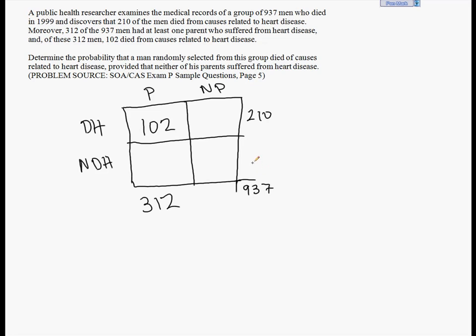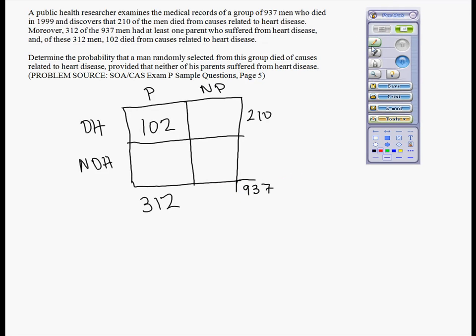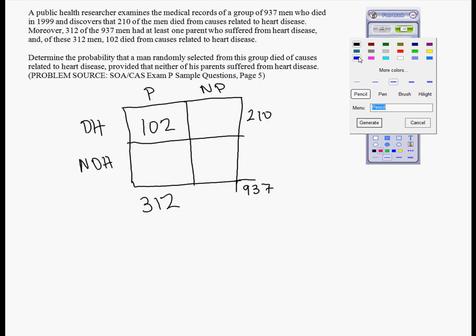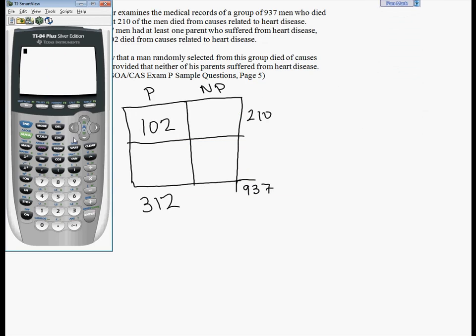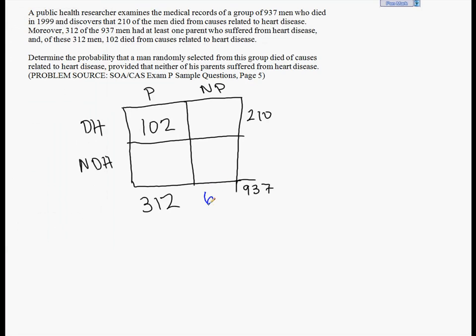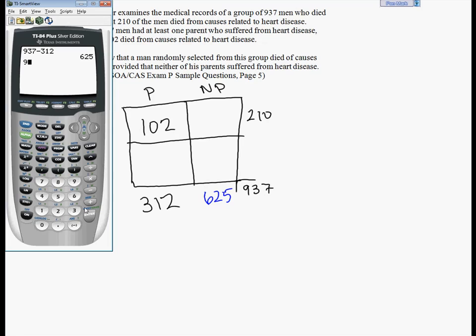A couple different ways we could go. We know that 312 plus this number has to be 937. So I'm going to do this in a different color just so we keep what we found and what we've been given distinct. Okay, so what I'm going to do is now type in 937 minus 312 to get the people who didn't have parents suffering from heart disease, and that number comes out to 625.